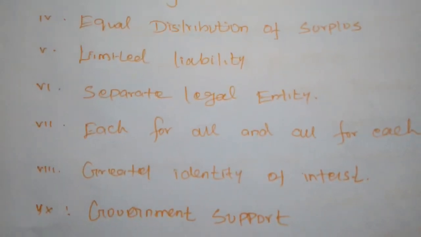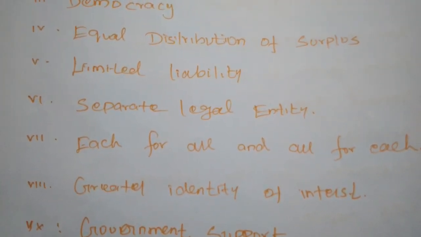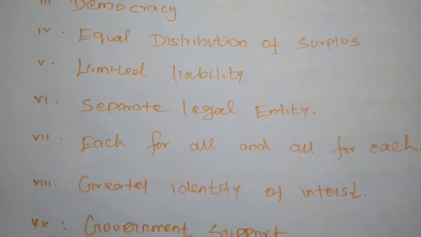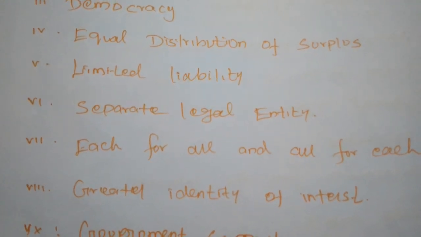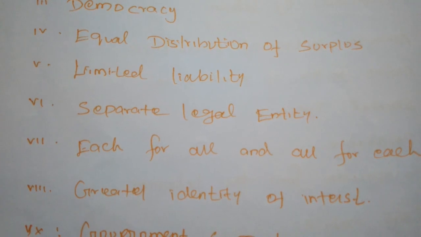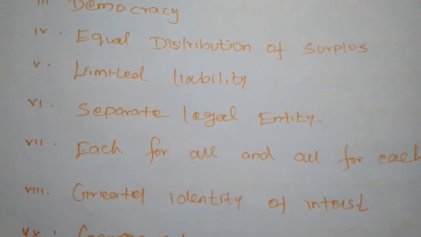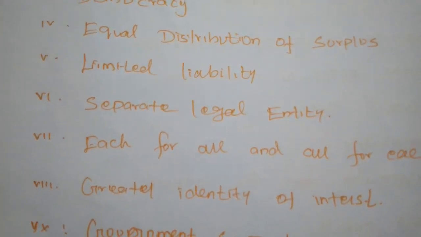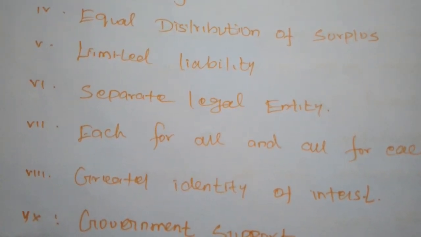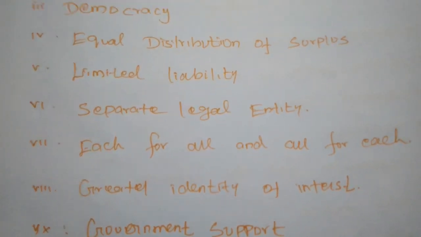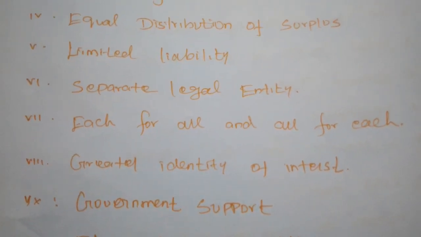Next, separate legal entity. What does a separate legal entity mean for cooperative organizations? Cooperative societies enjoy a separate legal entity which is distinct from its members. Therefore, its continuance is in no way affected by the death, insanity, or insolvency of its members. So it enjoys perpetual existence. It is not like partnership organizations. The existence of the cooperative organization will be continuous, even if any of the members dies, becomes insolvent, or becomes a lunatic.